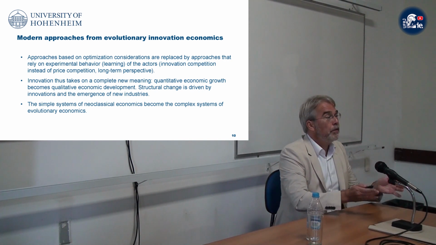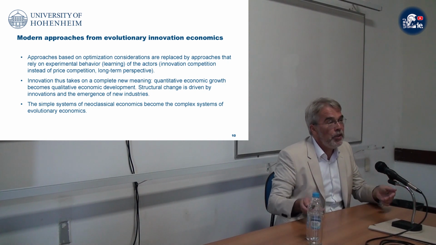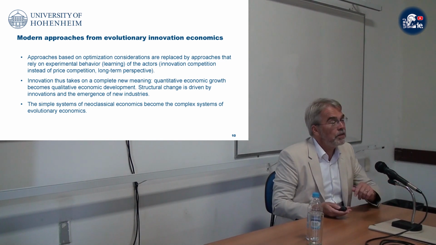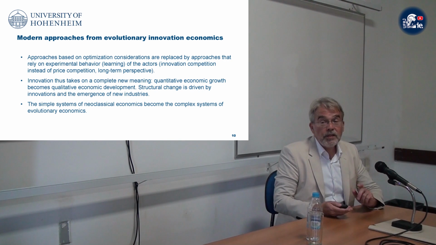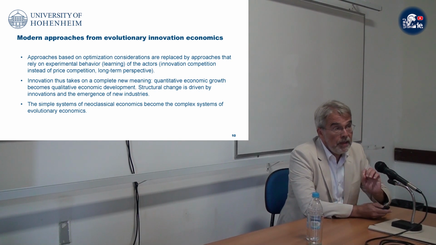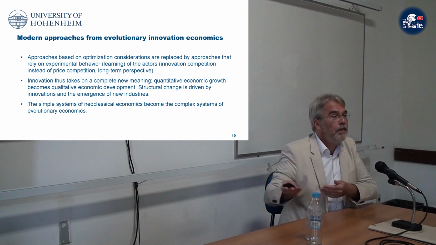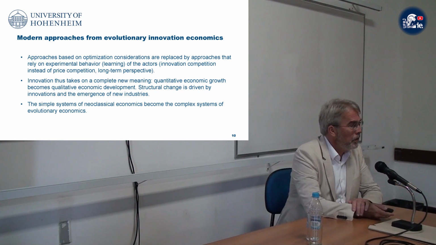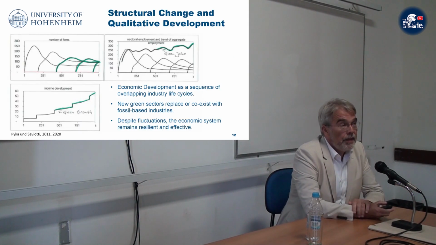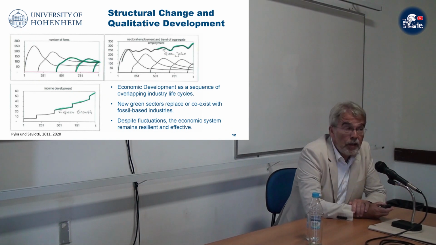So you don't have a representative firm, you don't have a representative market, homogeneous goods, but it's about heterogeneous companies, different industries coexisting. And this has also a big advantage. It makes the economic system per se more resilient. Because if there's a problem in one sector, the other sectors might compensate for the difficulties that you have in this industry.